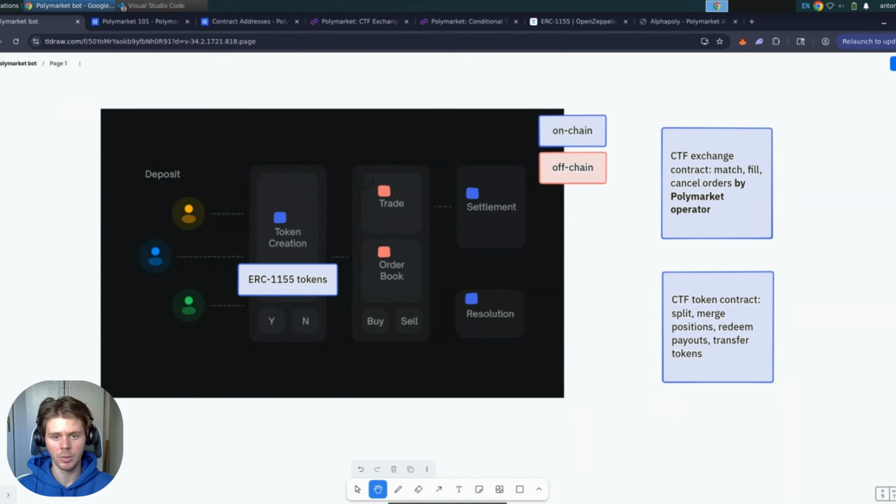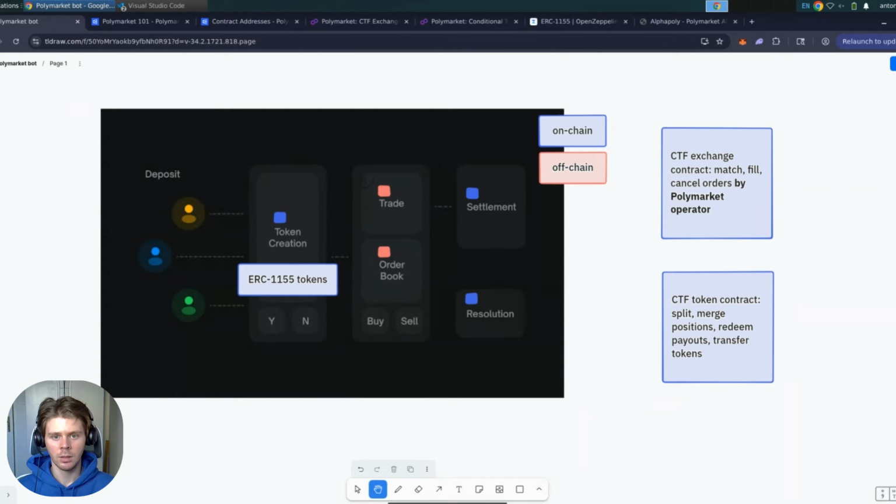Polymarket is a hybrid system. Although order settlement, market resolution, and token creation are done on-chain, its order book is off-chain, it's somewhere else. You have to use Polymarket's API to trade outcomes. However, there are a couple of methods which are available on-chain. For example, you can split USDC into an equal number of outcomes.